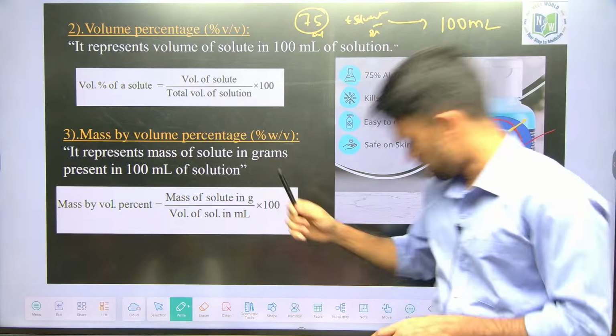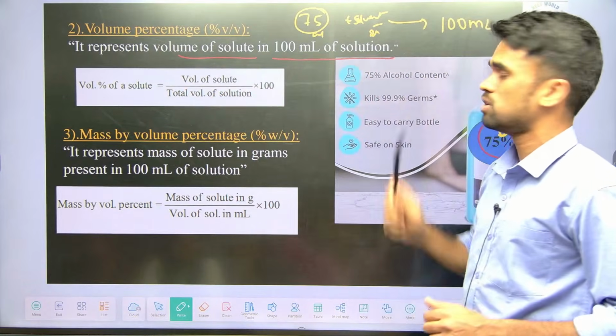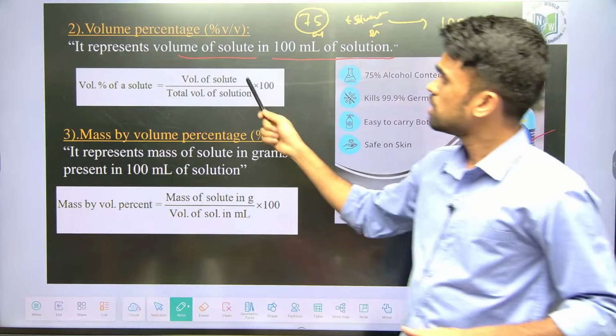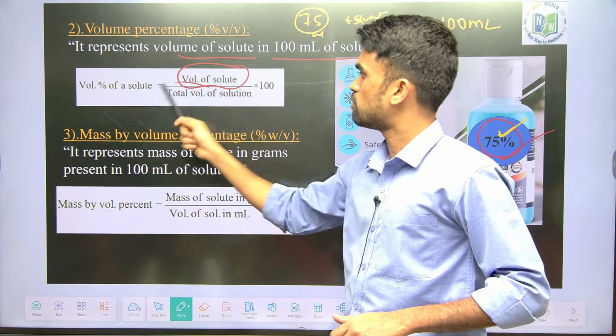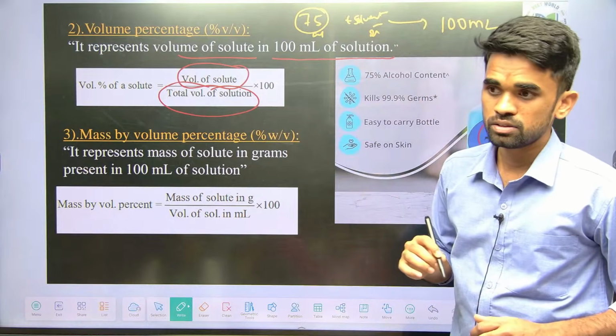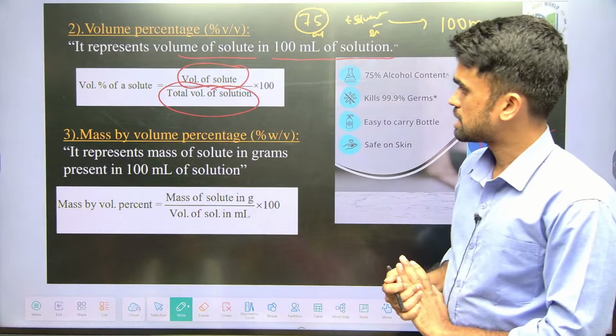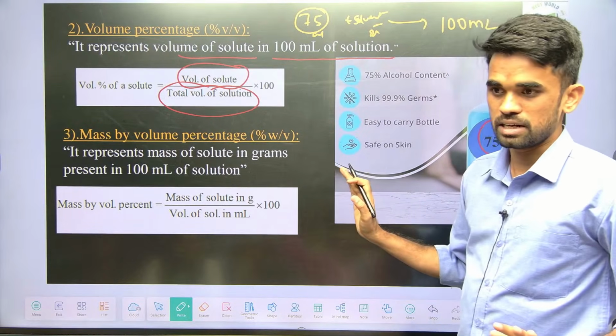Now read this definition. It represents the volume of solute in 100 ml of solution. So you take the volume of solute by the total volume of solution, into 100. Now what is the unit here? No unit. Volume by volume means no unit. Next, mass by volume, I already discussed just now. That's it, done.